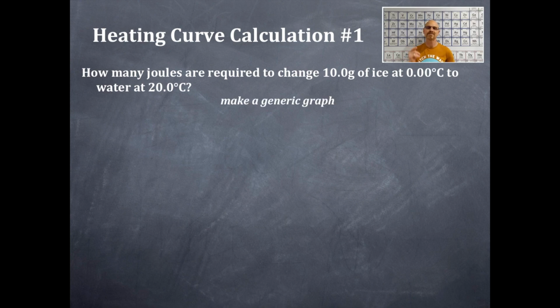First, we are going to make a generic graph. So here's our generic graph right over here. What we want to do is figure out where our low temperature is and our high temperature is and associate that with a state of matter. Our low temperature is at 0 degrees Celsius. Now, that's a funny temperature in that there can be two different states of matter occurring at 0 degrees Celsius. That can be either the solid or the liquid state.